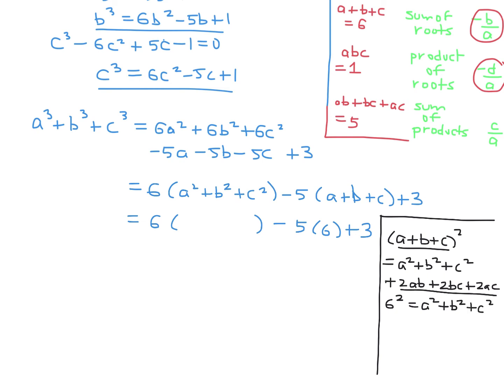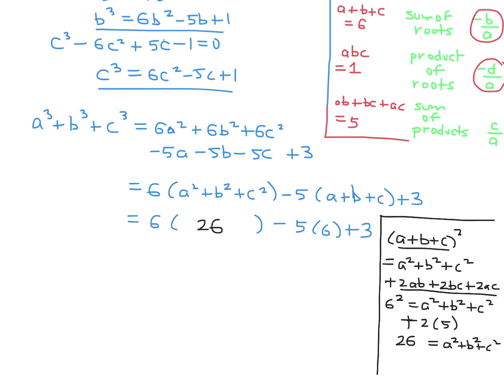This part, however, becomes 2 times ab plus bc plus ac, and that we know is 5. So that becomes 2 times 5. So therefore, a squared plus b squared plus c squared is going to be this 36 minus 10, which is 26. So we put that in here.